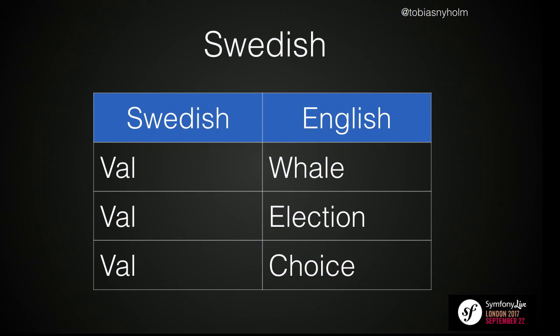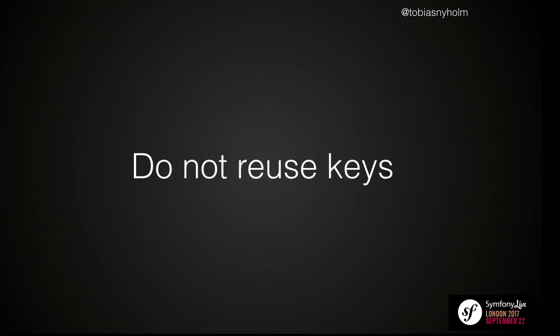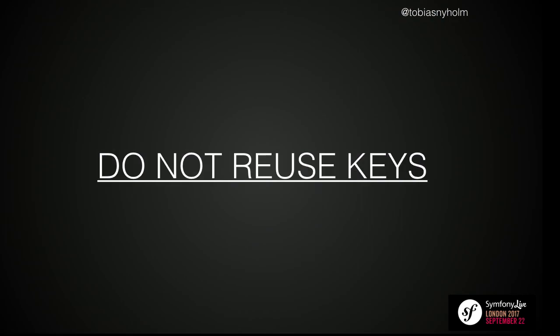In Swedish, we have the same word val that could mean both election, choice, and whale. So if I have a Wikipedia and I say election, I shouldn't write val as my key and then reuse that on the whale page of Wikipedia. Doesn't make sense. Again, don't reuse keys. I think this is super duper important. But sometimes you should reuse keys.